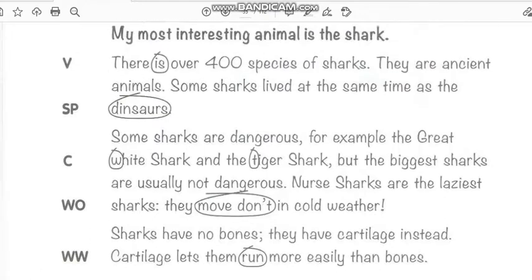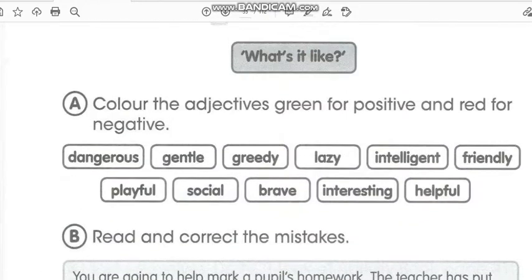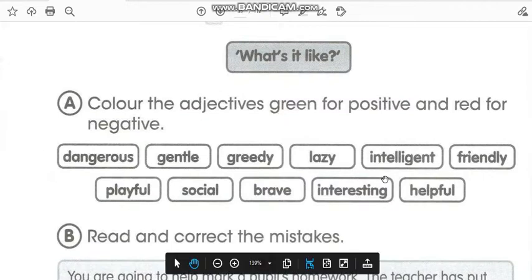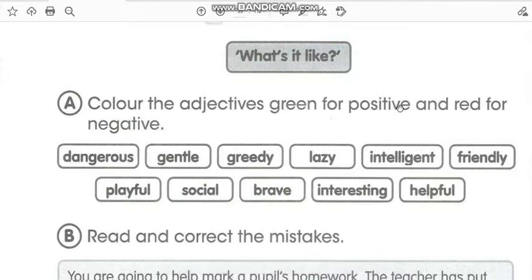Page number 34 صفحة رقم 34. هنا عند this exercise يقول لك color the adjectives green for positive and red for negative. These are adjectives. Now color it، حتلونها with green باللون الأخضر إذا هاي الصفة positive، صفة إيجابية like friendly brave helpful، then الصفات إيجابية. Color it with green، حتلونها باللون الأخضر. And red for negative إذا الصفة هذه سلبية like dangerous greedy، حتكون تلونها باللون شنو؟ red الأحمر.